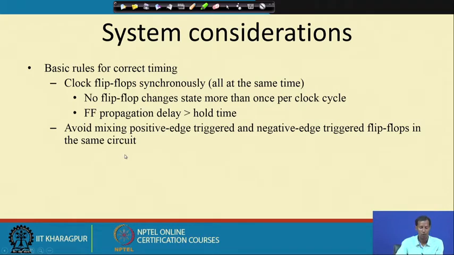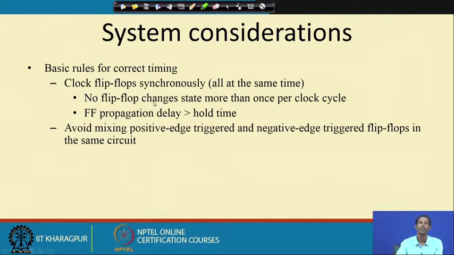Apart from that, in the same design you try to avoid mixing positive edge triggered and negative edge triggered flip-flops. Suppose you have a single clock, but sometimes you use a positive edge triggered flip-flop and sometimes a negative edge triggered flip-flop. For a single design, this is not beneficial and creates problems, because at the synchronization, or the changes of the data, you may get problems.